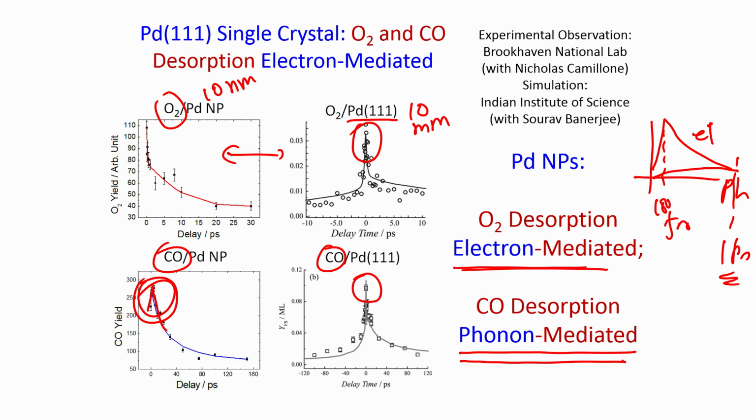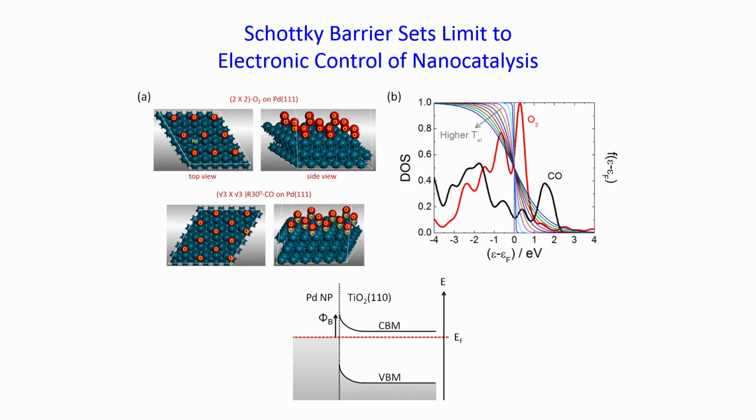Carbon monoxide is becoming from electron mediated to phonon mediated. Question is why? What might have caused that? So, what we have shown here is how the molecules are sitting on the surface. This is oxygen molecule sitting on the surface, and this is CO molecules sitting on the surface.